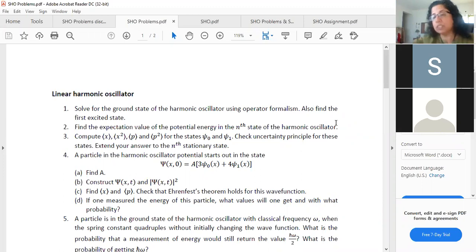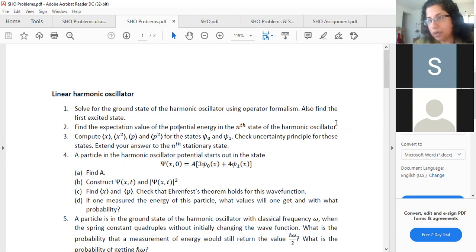So when it asks you to check for the uncertainty, what does it mean? You actually need to get to the uncertainty in x and p_x, both in the ground and the excited state, and ensure that the product of the uncertainties is greater than h-bar by 2, right? And it asks you to extend the answer for the nth stationary state. So kindly do that. I'm going to give this to you as an assignment.